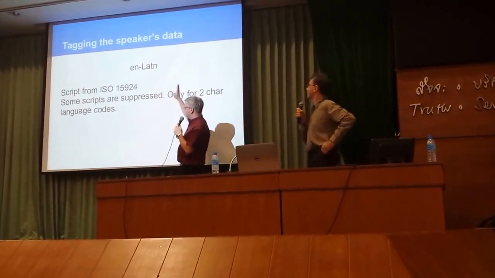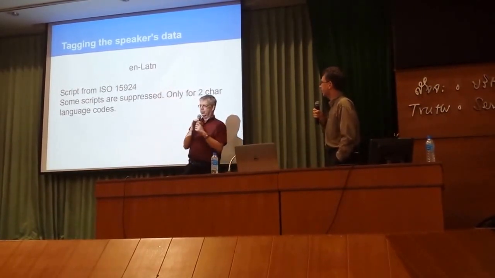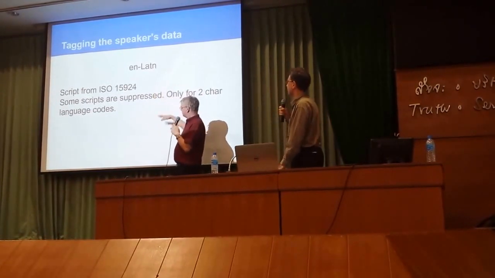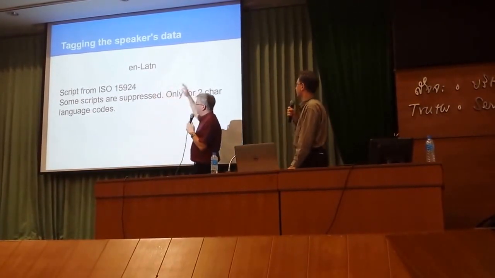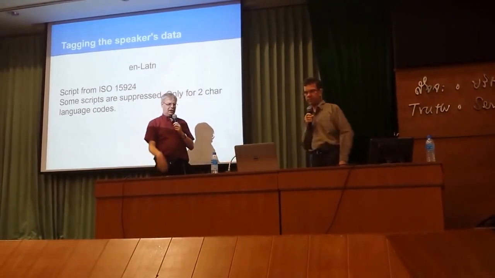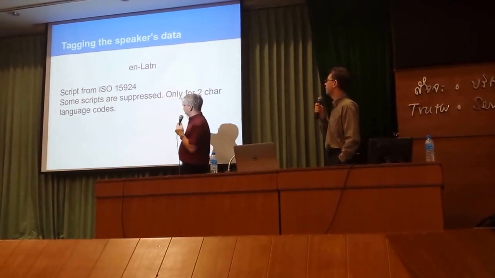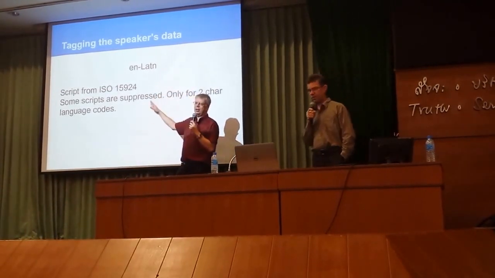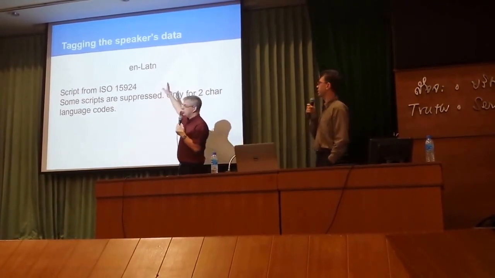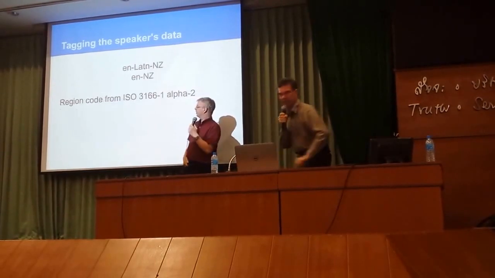There you go. Right. After that, we have the script, and the script is going to be Latin, because we write with Latin letters. Very important in this part of the world, the script, again from 15924. But they said, well, you don't need to write the script. And in fact, we know that English is always written in Latin script, so therefore you can suppress it. In other words, for certain languages, and only 2-letter codes have this facility, you don't need the script code. Right, well, I don't know Latin anyway, so if we suppress that, that's all good.